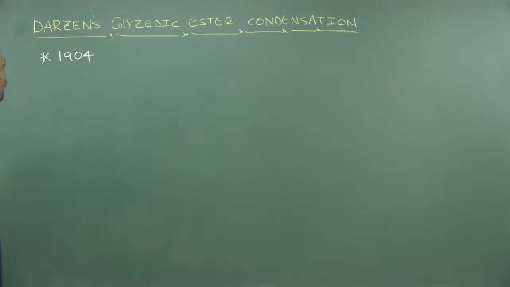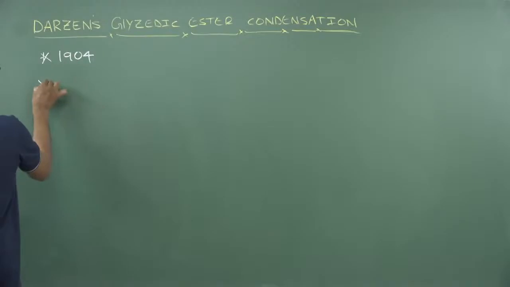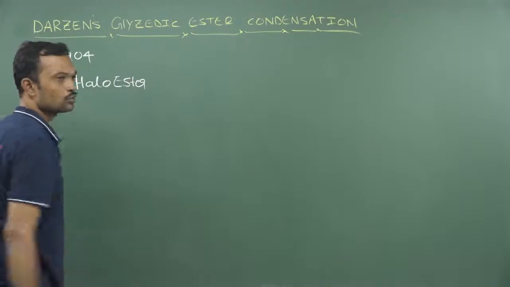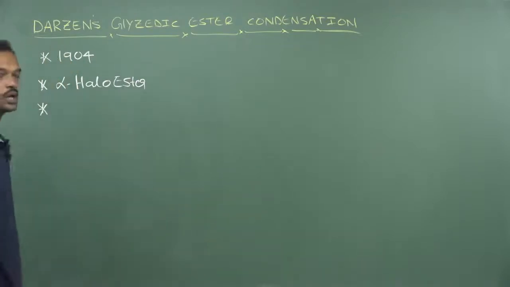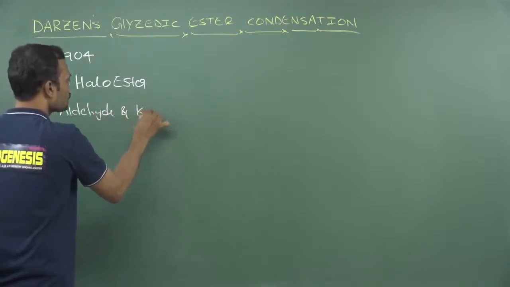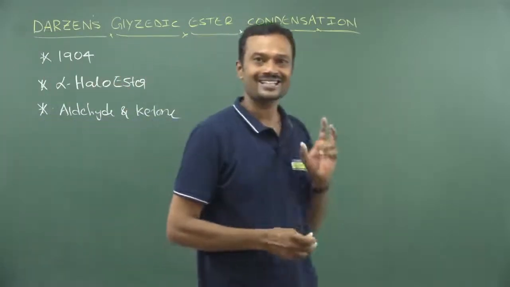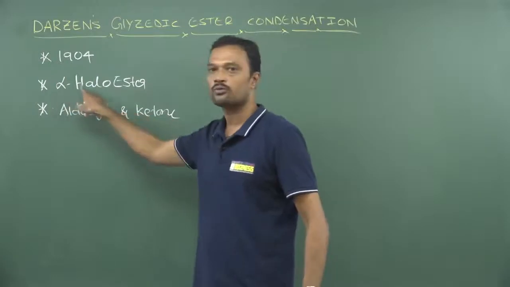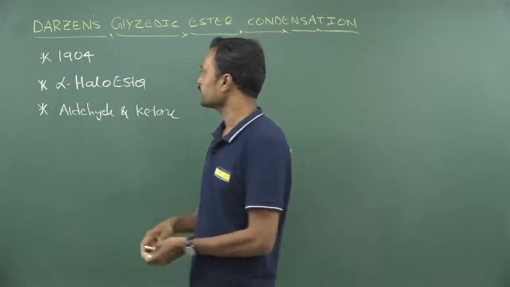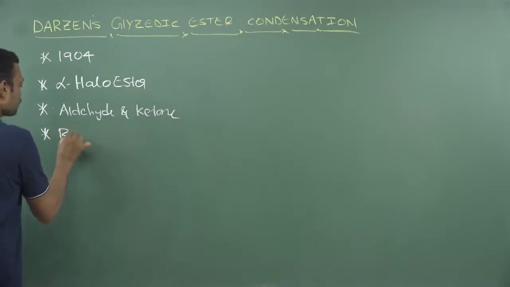Here, for Darzens condensation, there is definitely a requirement of an alpha halo ester. Without this alpha halo ester, it won't exist. Two starting materials are required. One is the alpha halo ester, which is combined with an aldehyde, or you may also take a ketone. The key point is the presence of an alpha halo ester. It may be an amide or a ketone, but the alpha carbon should have at least one halogen. This reaction is completely base catalyzed.